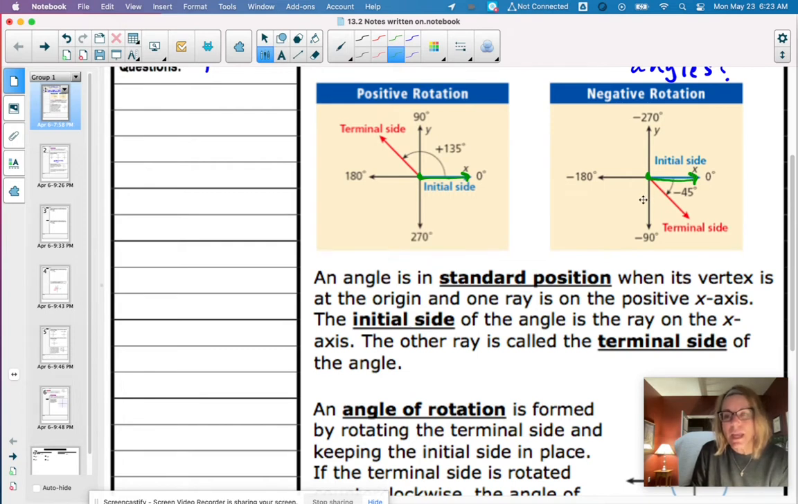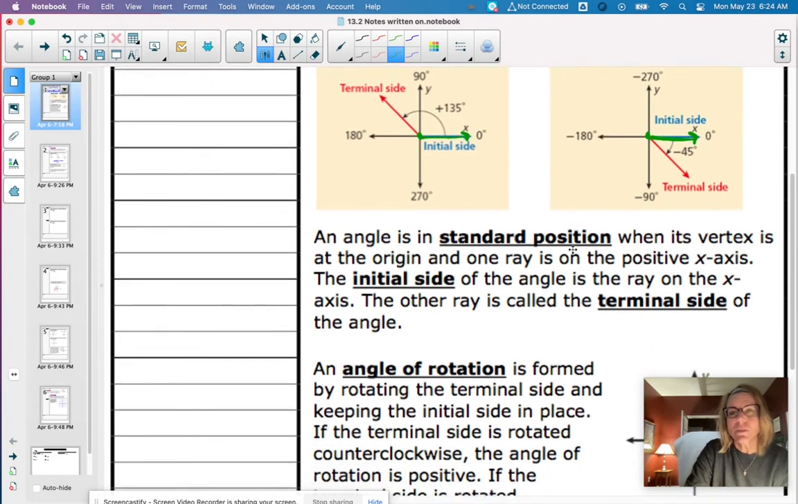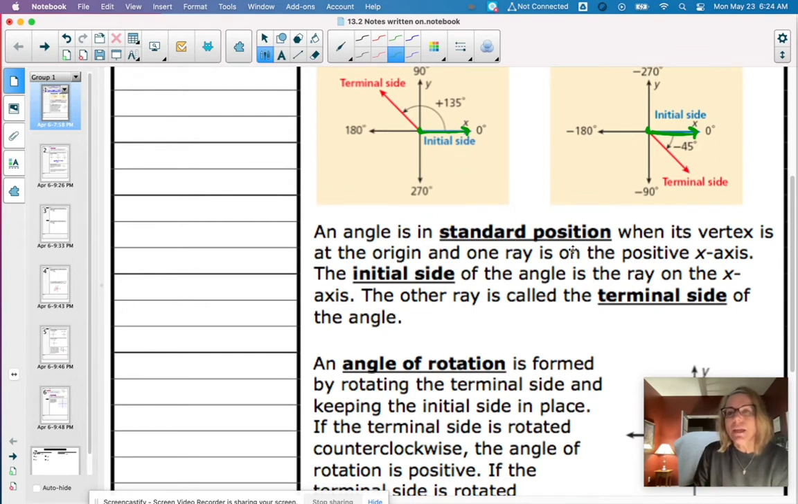The initial side of the angle is the ray on the x-axis. This green is the initial side. That is always the initial side. The other ray is called the terminal side of the angle. So that's the red on each of these. An angle of rotation is formed by rotating the terminal side and keeping the initial side in place. So the initial side stays and we rotate the other side.